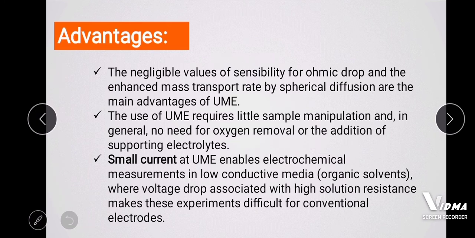Next, part 4 is the advantages of ultra micro electrodes. The negligible values of sensibility of ohmic drop and the enhanced mass transport rate by spherical diffusion are the main advantages of ultra micro electrodes. The use of ultra micro electrode basically requires little simple manipulation, and in general no oxygen removal or addition of supporting electrolyte is needed. Small current at ultra micro electrode enables electrochemical measurements in low conductive media like organic solvents, where voltage drop associated with high solution resistance makes these experiments difficult for conventional electrodes.